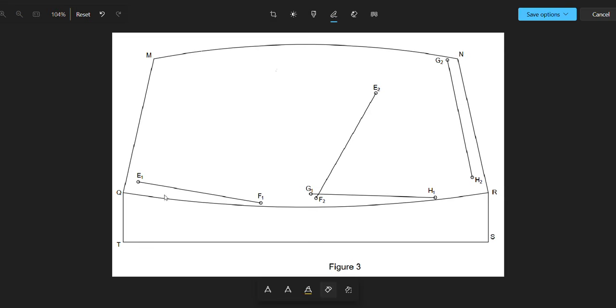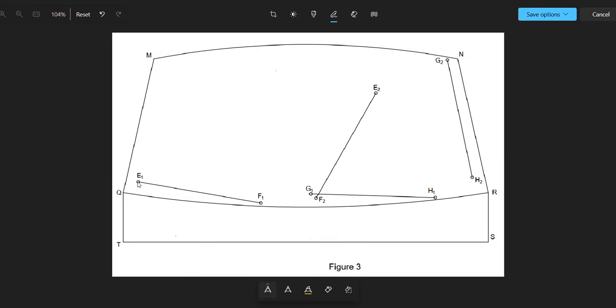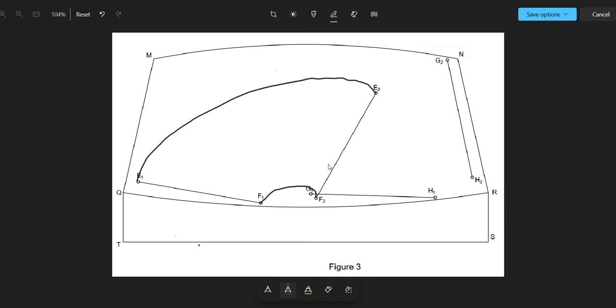So E1F1 is on the passenger side. E1F1 moves from this side to this side on the passenger side, and then from here to here. And then G1, G2 also move from here to here at the driver side.